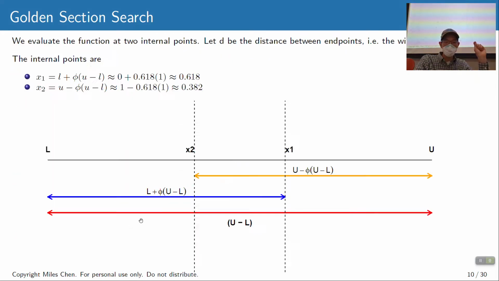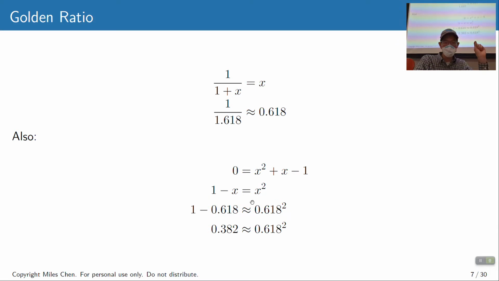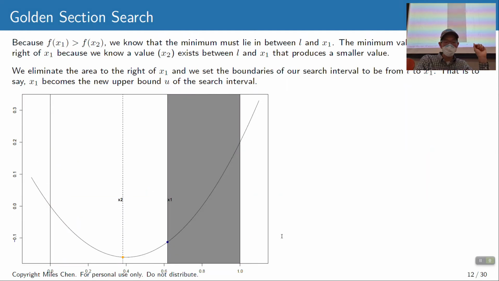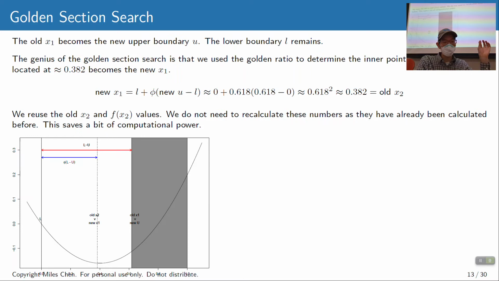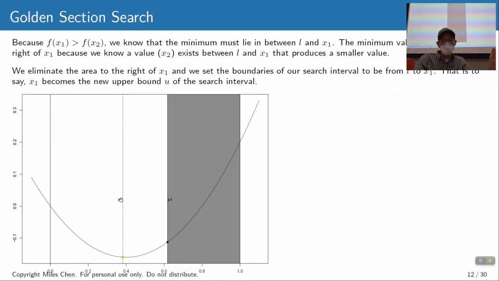Okay, so back here we said this thing, 1 minus x, which is 0.382, is equivalent to x squared, which is 0.618 squared. So if I'm saying I'm going from 0 to 0.618 and I want to go basically 62% of the way from 0 to here, it's going to take me to right here, which is my location x2. Okay, so that's the cool thing: I take my old x1, I set that to be my new upper bound, and when I'm looking for one of my internal points, which is going to be 0.618 of the way from the lower bound to the new upper bound, that's going to be at the location that I had previously calculated to be x2.